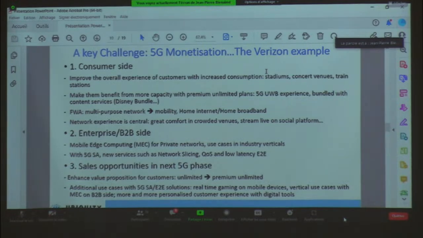For the enterprise, B2B side, mobile edge computing for private networks. Use cases in industry verticals will be key apps. And with 5G standalone, new services such as network slicing, QoS, and low latency end-to-end. But we see that this is under deployment and will be at full capacity with Release 17. And sales opportunities in the next 5G phase: enhanced value proposition for customers from unlimited plans to premium unlimited, and additional use cases with 5G SA and end-to-end solutions.